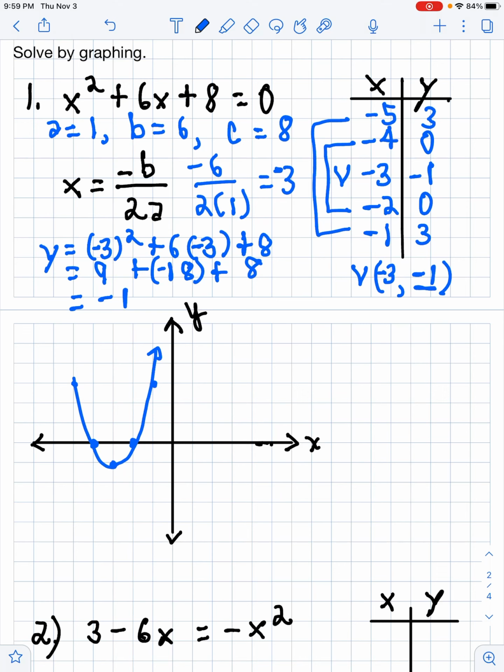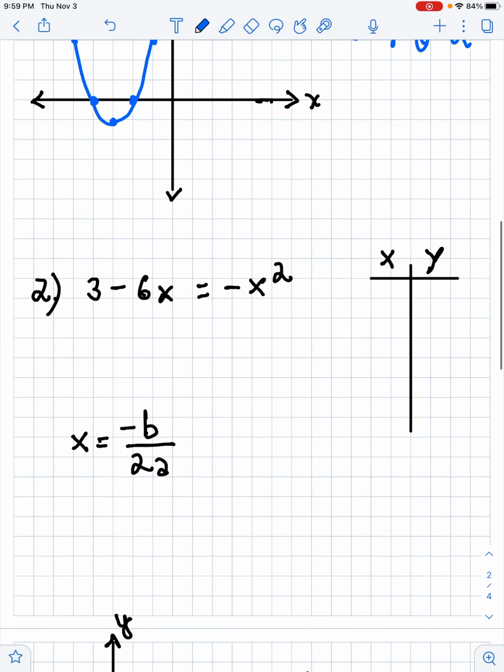If y is 0, you still get to graph it though, to practice graphing. But the solutions here are the values of x for which the graph crosses the x-axis. And that would be -4 and -2. And your table confirms that because that is where y equals 0. Sometimes you can see it, sometimes you can't in the table.